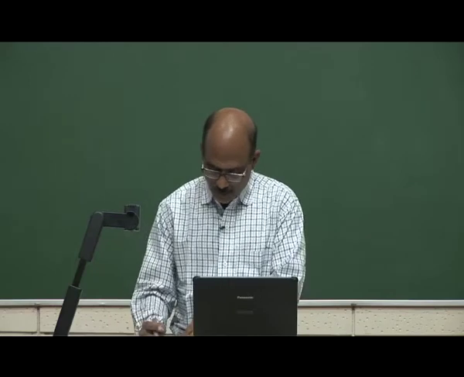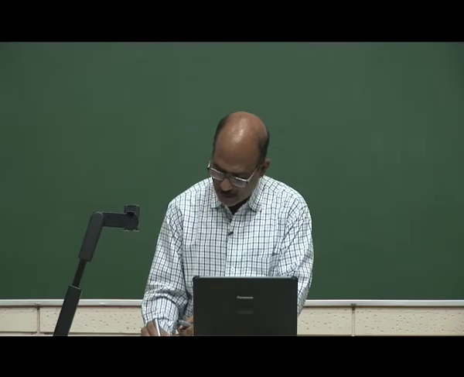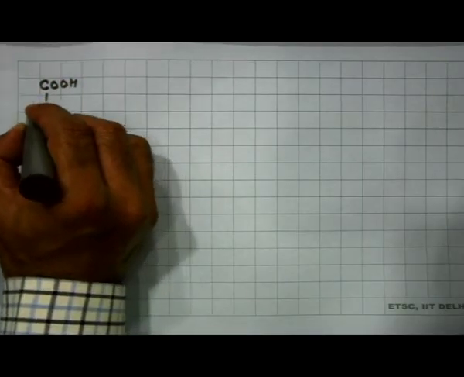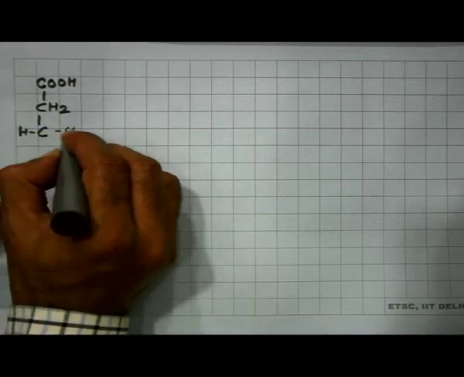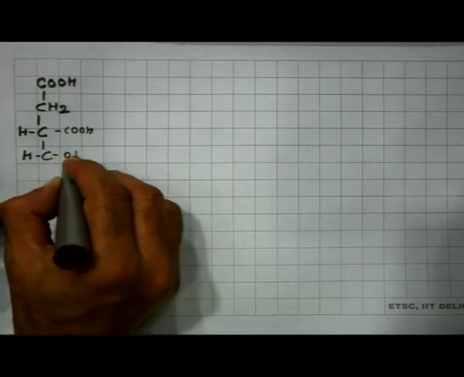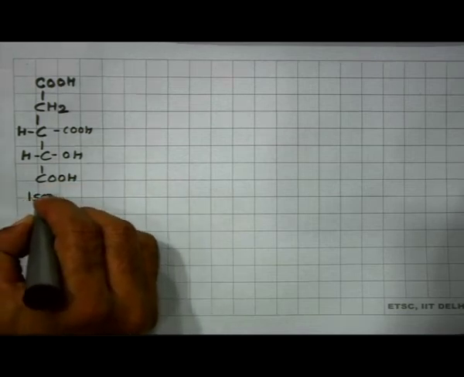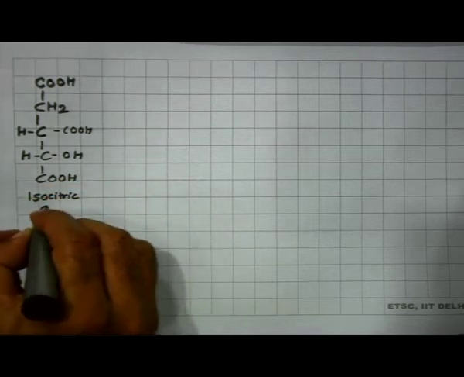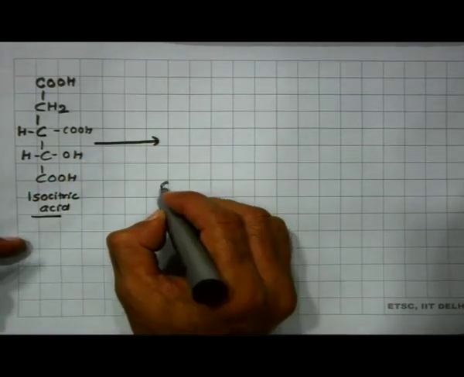So, see how this reaction is going on. From the isocitric acid: COOH, CH2, CHCOOH, CHOH, COOH. This is isocitric acid. It is converted into oxalosuccinic acid.